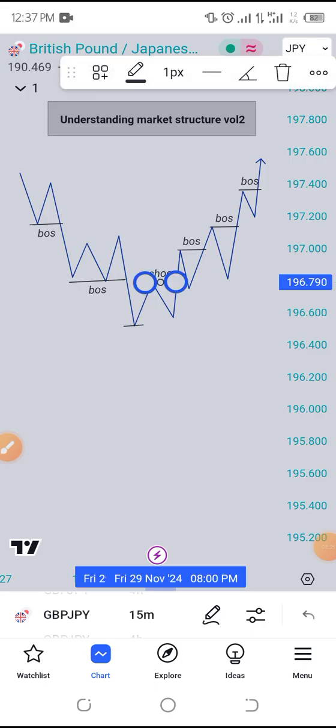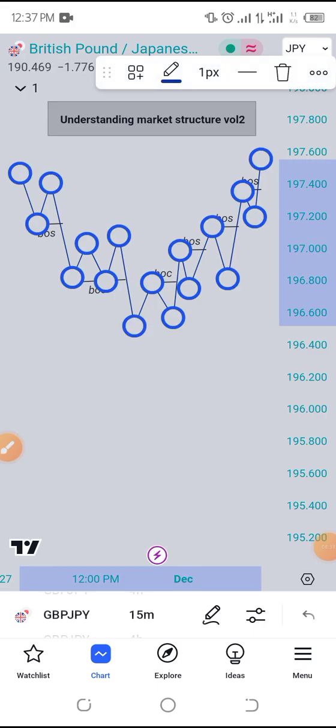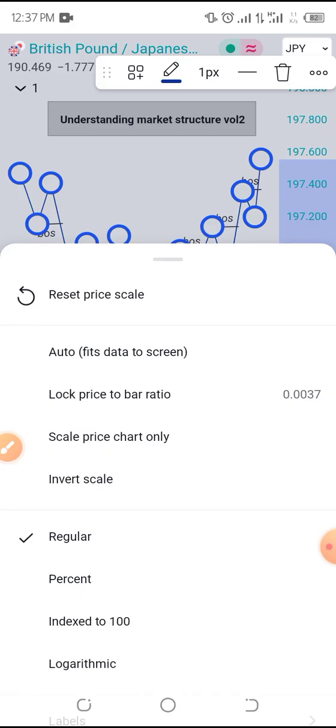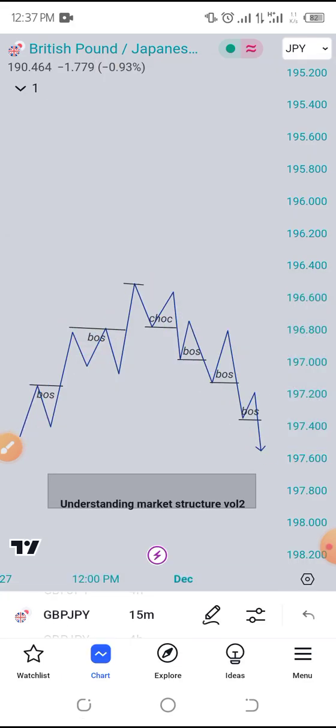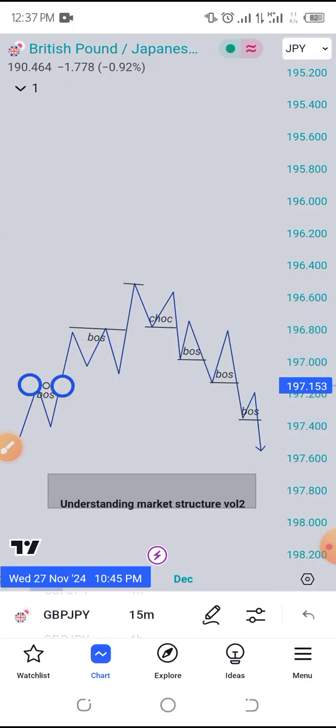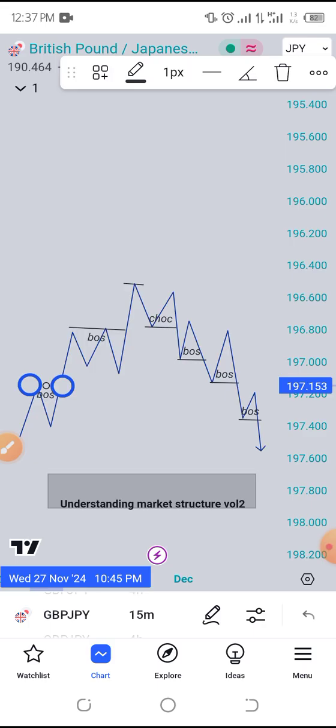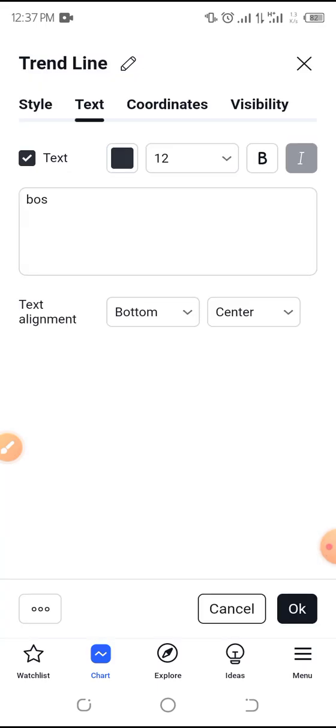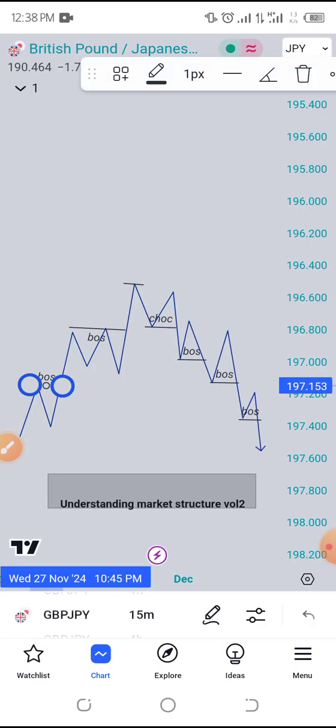Now let me give you guys another example. We can just flip this, okay? We can just flip all of this. Let me flip it so that you can understand for a sell, okay? Let me just make it easy for you guys.